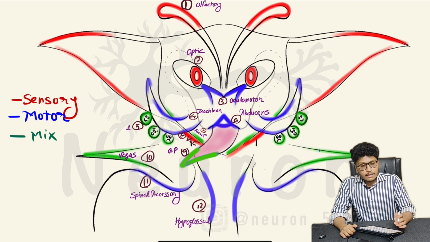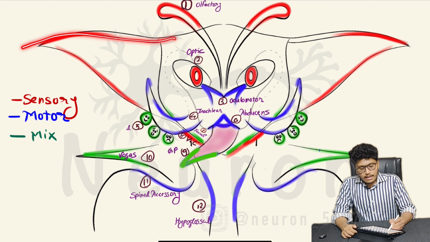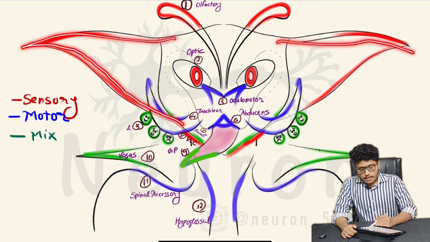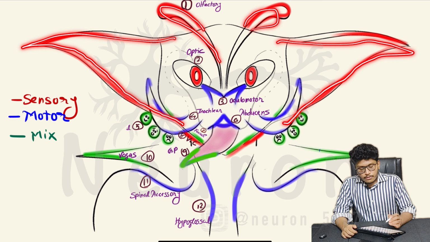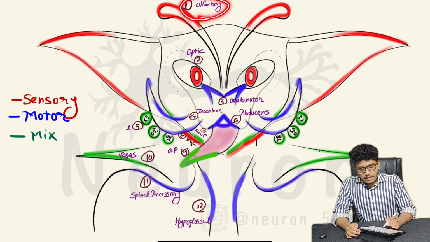Now which are the sensory, which are motor and which are mixed. Red color here indicates sensory nerves. So there are only three sensory nerves here. First one is olfactory, second one is optic, and the third one is vestibulocochlear, eighth nerve. So three sensory nerves are there.